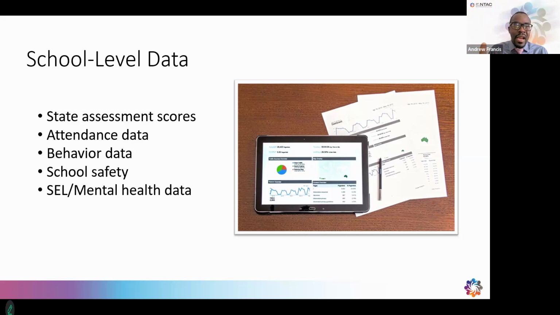Your attendance data will fall in this category. Behavior data, as I mentioned before, so this is disciplinary data that's available: in-school suspension, out-of-school suspension, referrals to a dean or so. School safety data will also fall in the category, and any data on social emotional learning or mental health. So if the school is implementing an SEL survey, or they may be doing observation or using other ways of collecting this data, that's going to be crucial for you to be able to determine what those needs are for students.